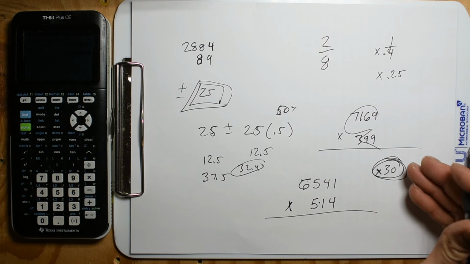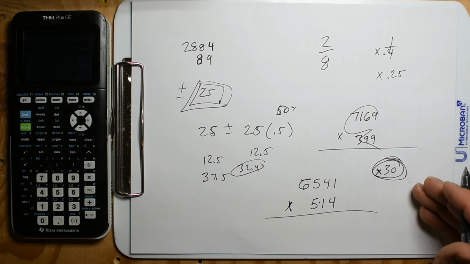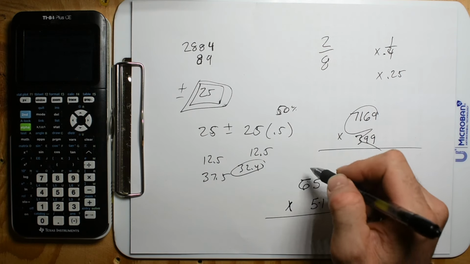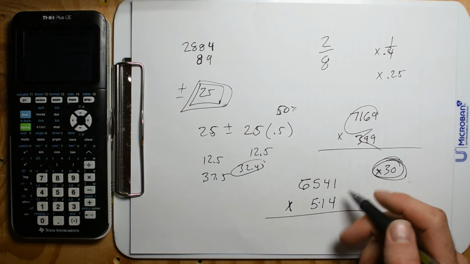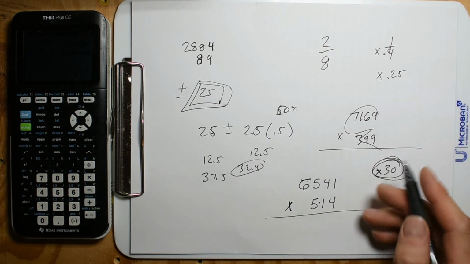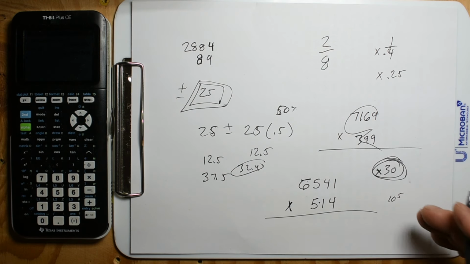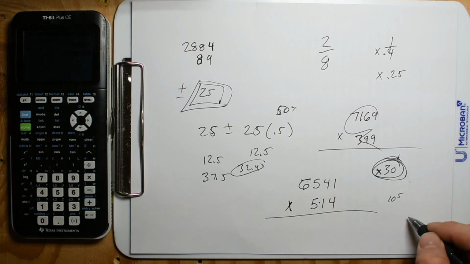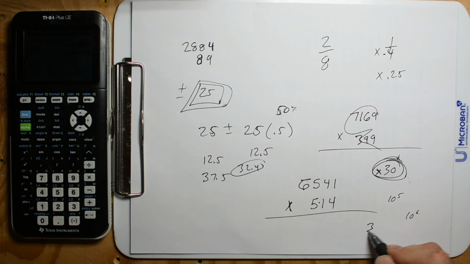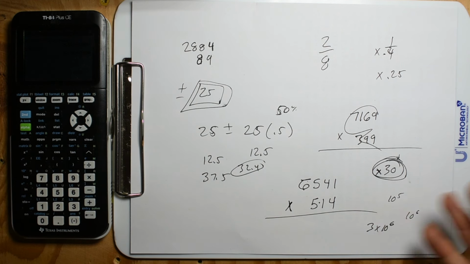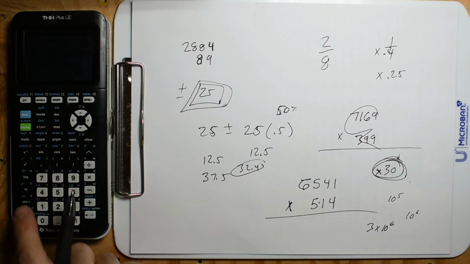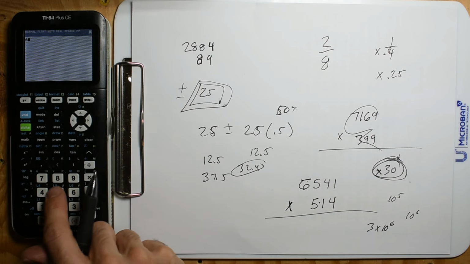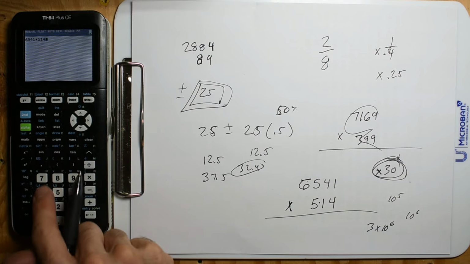I should make a totally separate video, but it's just kind of fascinating. And now you can turn this into 1,000 times 100. That's going to be 10 to the 3 times 10 to the 2. That's going to be 10 to the 5. We have another 10 value, so we're going to have 10 to the 6. We're going to have 3 times 10 to the 6. This is going to be 3 million. So hell yeah. And let's double check that. 6541 times 514.